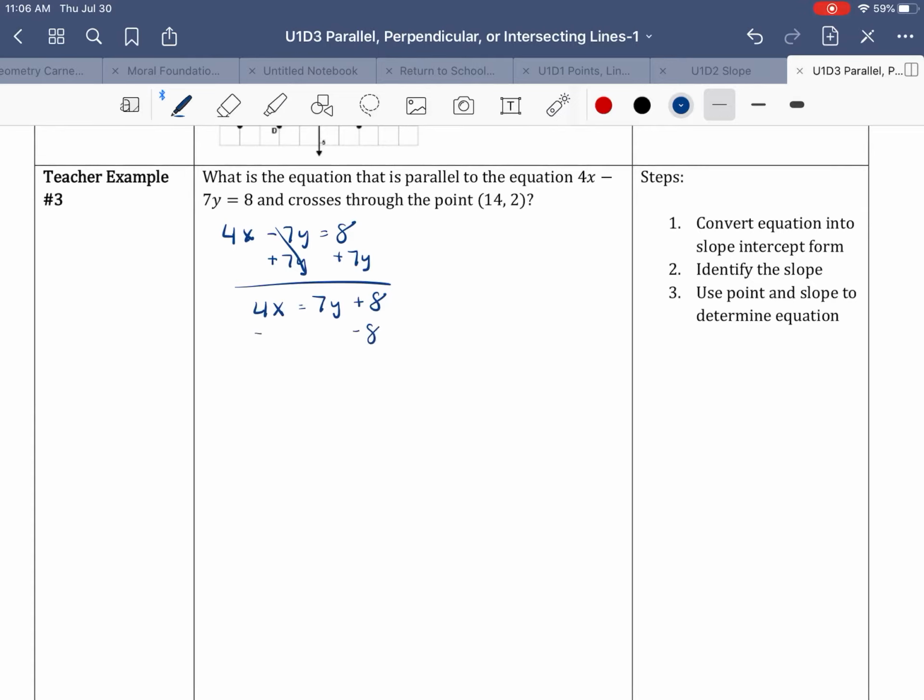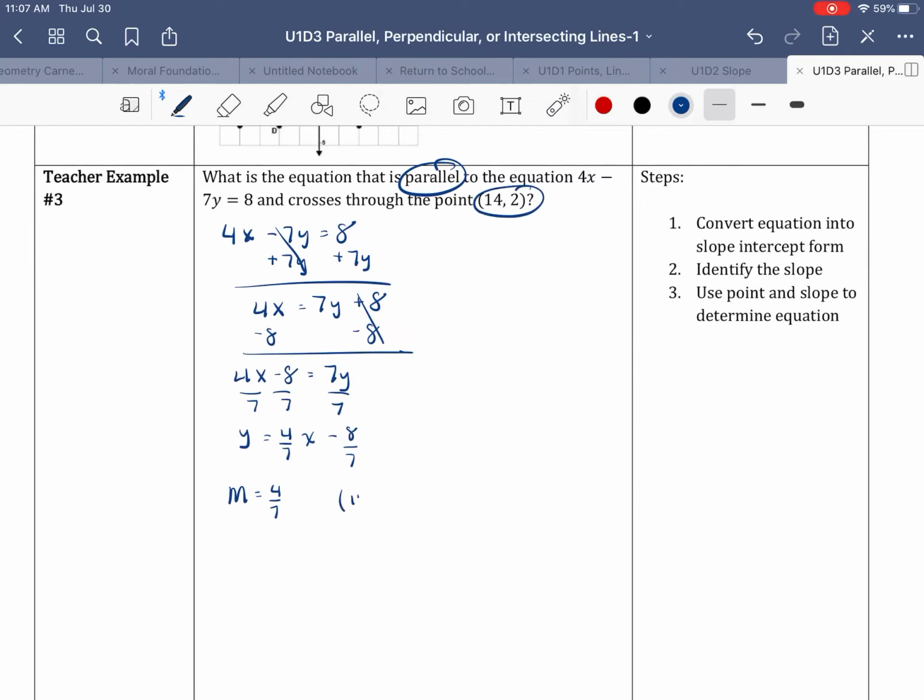I want to get the y by itself, so I'm going to subtract 8, inverse operations: 4x minus 8 equals 7y. I need to find the inverse of multiplication. Divide by 7, all the way through. y equals 4/7 x minus 8 over 7. Now I have an equation in slope-intercept form. Since we want something that is parallel, we know that the slope is going to be 4/7.